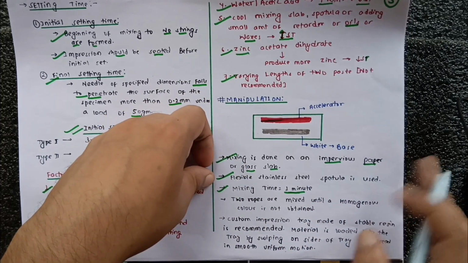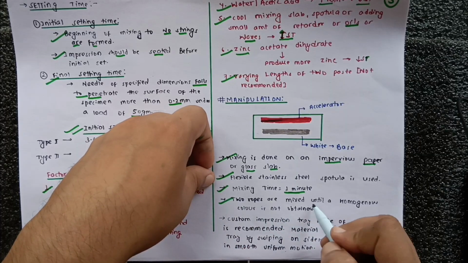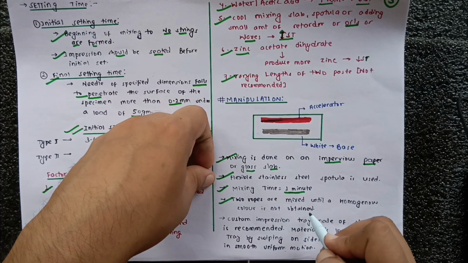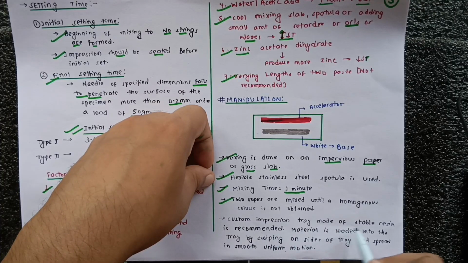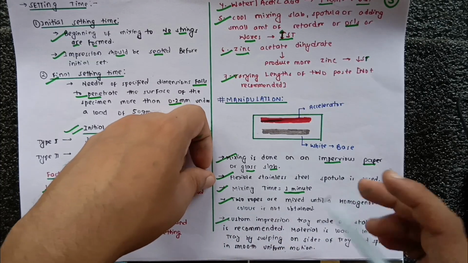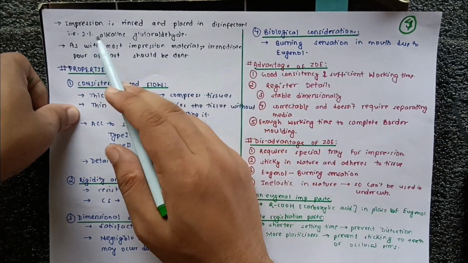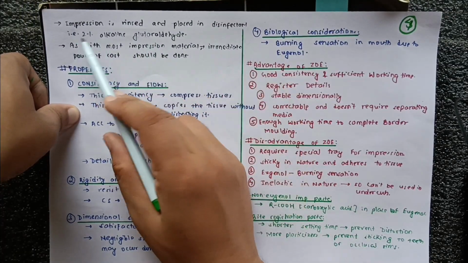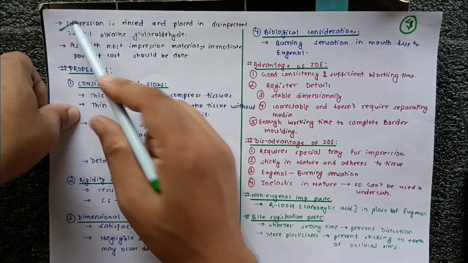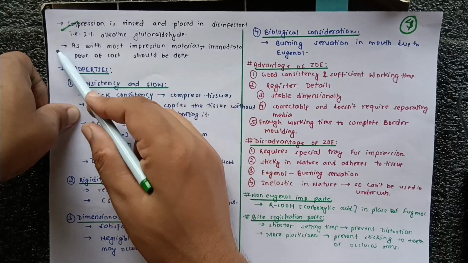After that, two ropes are mixed until a homogeneous color is obtained, and a custom impression tray made up of stable resin is recommended. The material is loaded into the tray by sweeping on the sides of the tray and spreading in a smooth uniform motion. That is under manipulation. After this, the impression is rinsed and placed in disinfectant, that is 2% alkaline glutaraldehyde, and as with most impression materials, immediate pouring of the cast should be done.